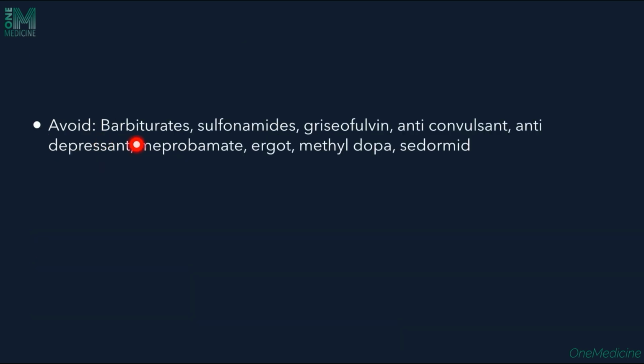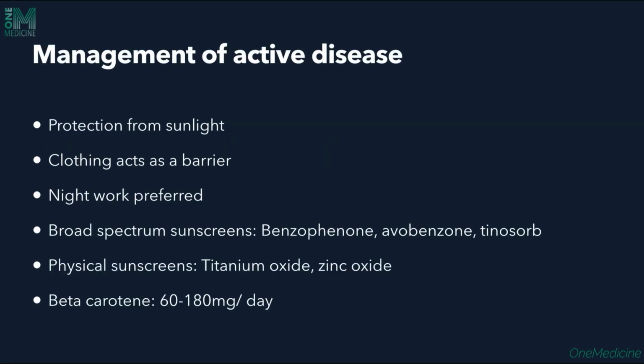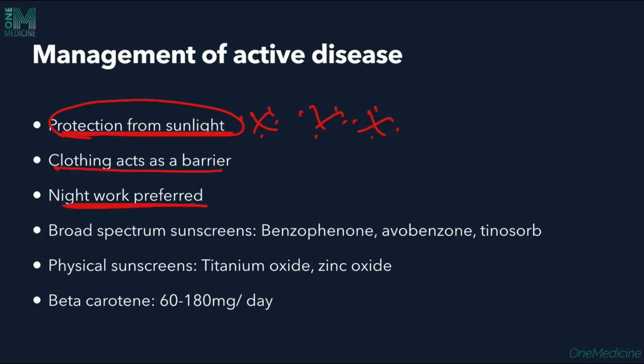Then we have to avoid barbiturates, sulfonamides, chlorpropamide, anticonvulsants, antidepressants, meprobamate, ergot, methyldopa. All of these can trigger the disease. That has to be avoided here. Management of active disease: protection from sunlight is important. It is very important in the management of porphyrias because that is the main trigger factor. Clothing acts as a barrier. Night work would be preferred over day work.